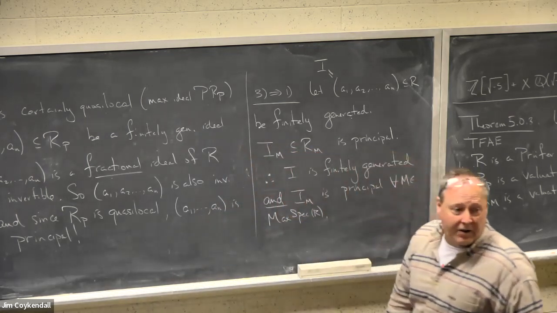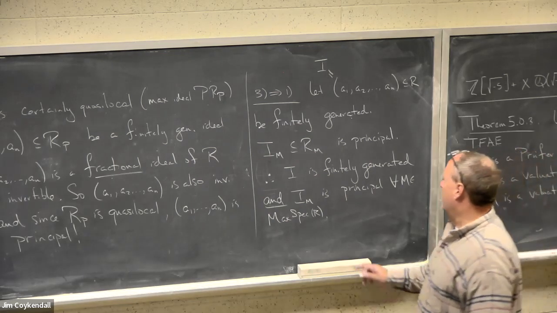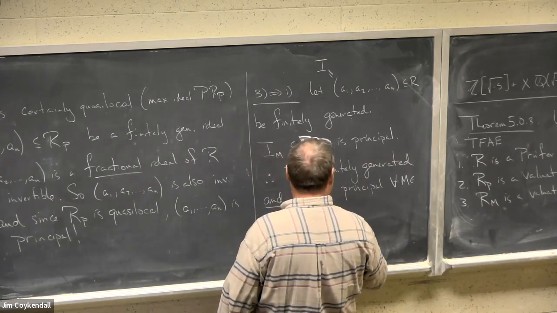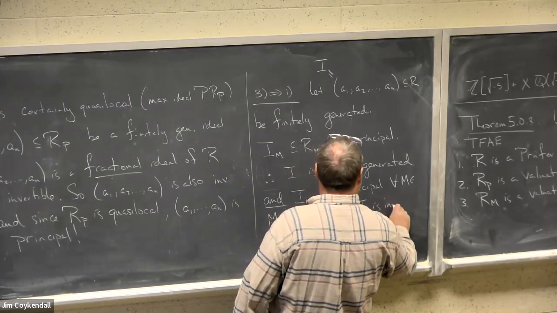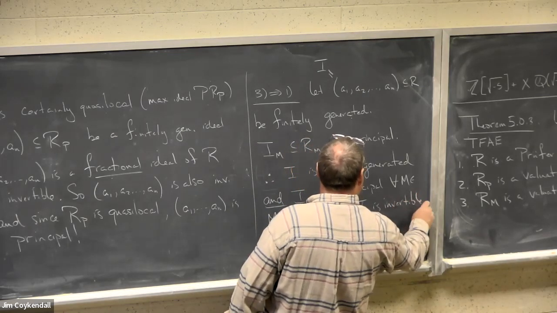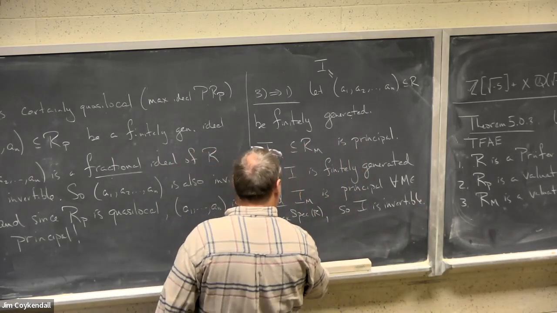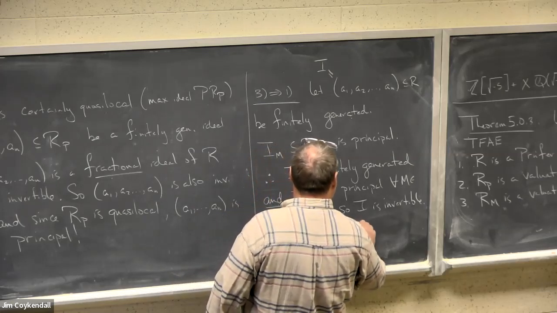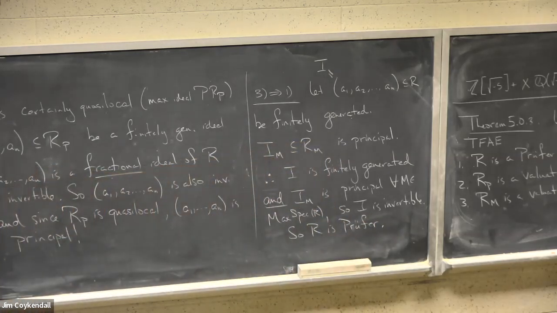And remember, this is exactly the theorem we have. Given a finitely generated ideal, then I_M is principal for all maximal ideals M. So we've shown that every finitely generated ideal of R is invertible. So R is Prüfer. Any questions on that? Questions so far?